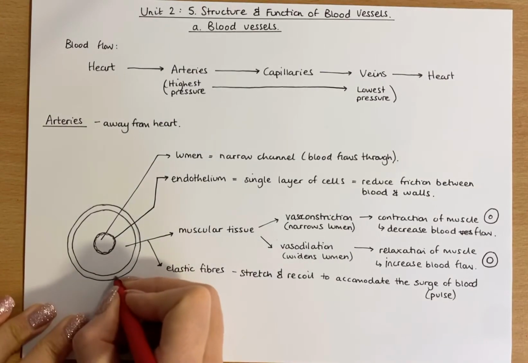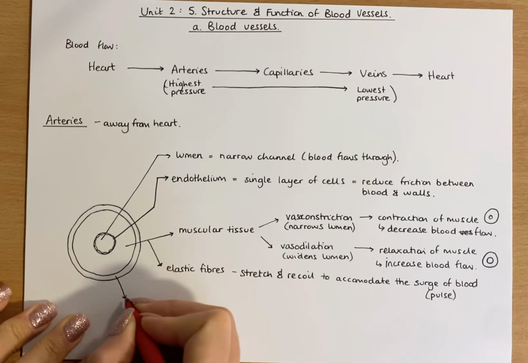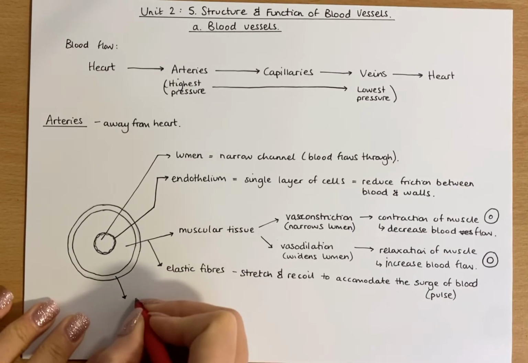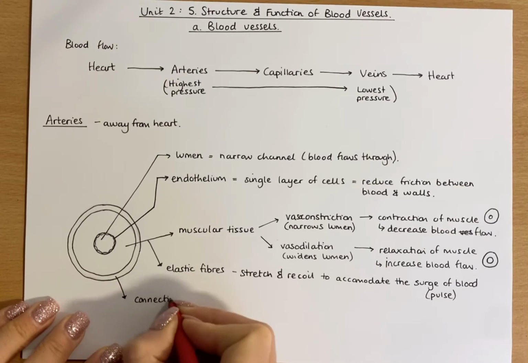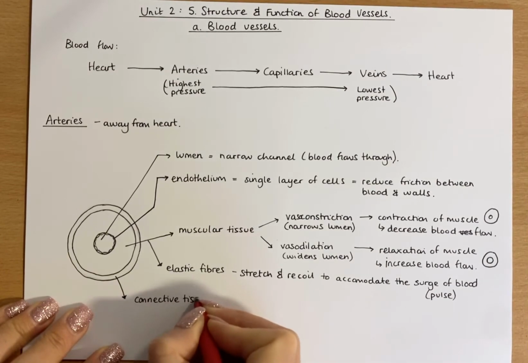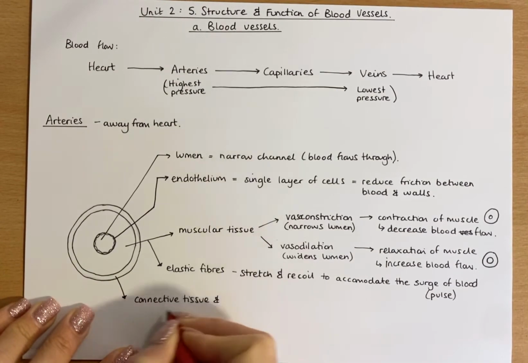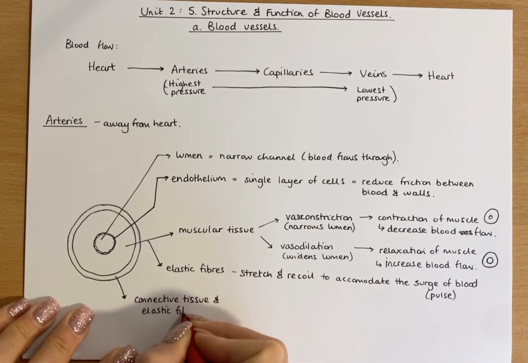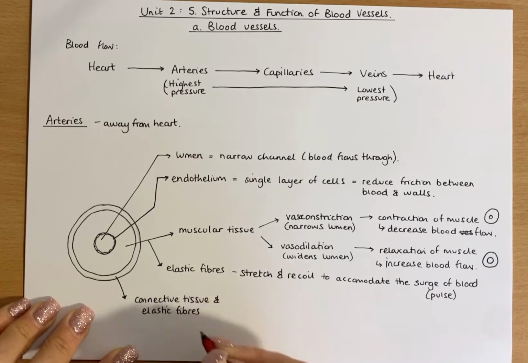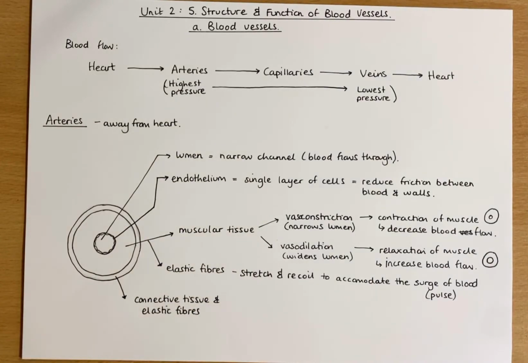Now the last layer that I've not labelled yet is this layer out here. And that's the very outside layer which kind of holds the whole thing together. So this is made up of connective tissue and elastic fibres. Now you only need to be able to label this part, you don't need to know anything about it really. Okay, so that's arteries done.